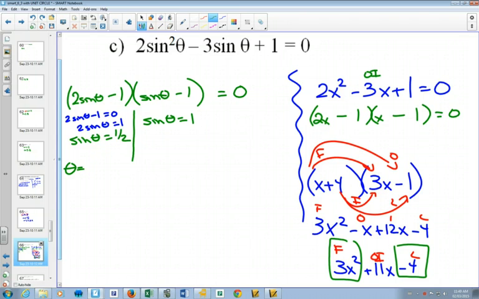On our pie plate, sine is 1/2. What family? Pi over 6. It's positive, so we'd be looking in quadrant 1 and quadrant 2. Sine theta equals 1. What angle would that be? 90 degrees, or pi over 2. And we're done.